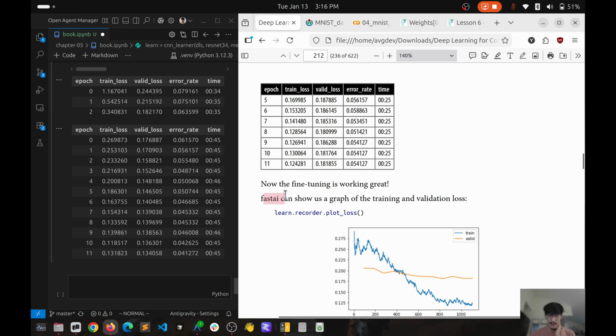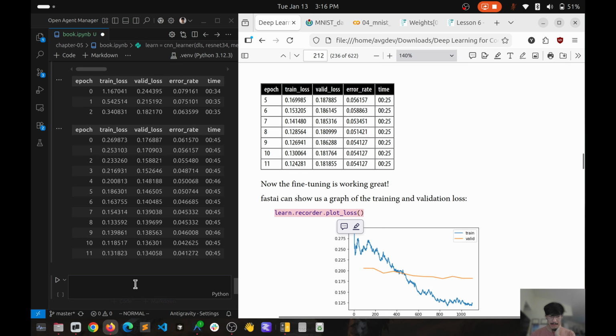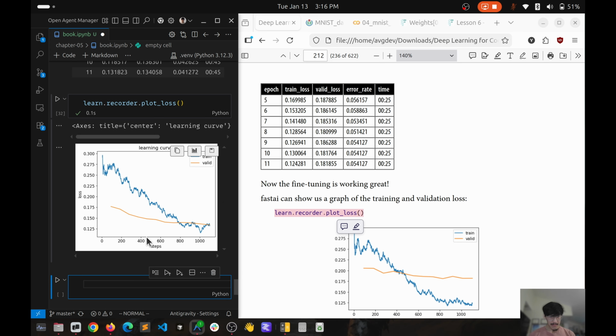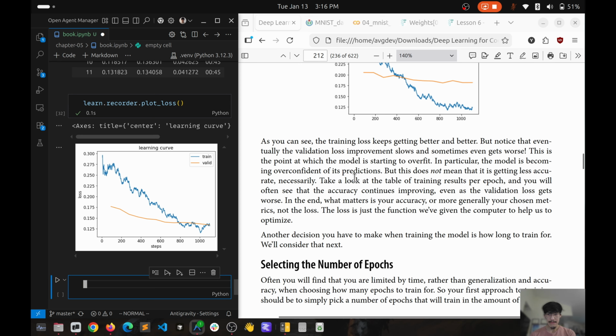Fast AI can show us a graph of the training and validation loss. Okay, so learn.recorder.plot_loss. Let's see how ours looks. Awesome. As you can see, the training loss keeps getting better and better, but notice that even the validation loss improvement slows and sometimes gets worse. This is the point at which the model is starting to overfit.